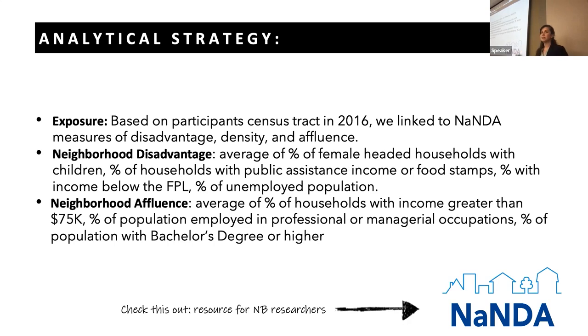It's accessed through ICPSR. So we looked at two different indicators here: neighborhood disadvantage, which is tracked at the census tract level, and is the average of the proportion of female-headed households with children, proportion of households with public assistance income or food stamps, proportion of income below the federal poverty line, and proportion of unemployed populations. And then affluence is very distinct, and it is the average of the proportion of households with income greater than 75K, the proportion of population employed in a professional managerial occupation, and those with a bachelor's degree or higher. So they're composite indexes, and the value ranges from 0 to 100.